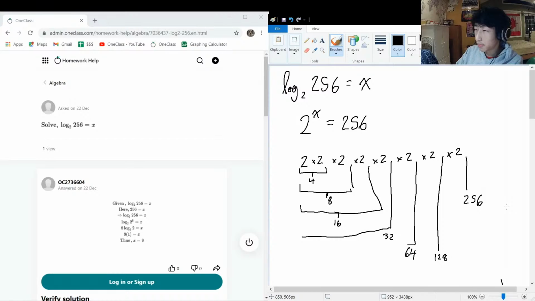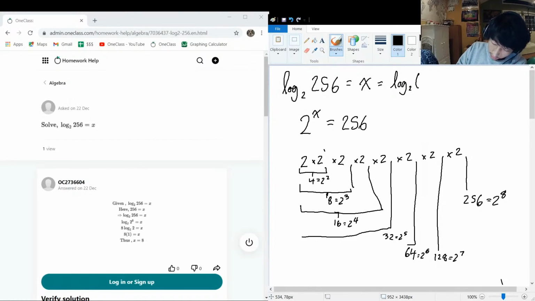So now we want to count how many times we multiply 2 by itself. So we have 2 is multiplied by itself. So this would be 2 squared. Okay, so 2 squared. This is 2 to the 3rd, 2 to the 4th, 2 to the 5th, 2 to the 6th, 2 to the 7, 2 to the 8. Okay, so we know another way that we can write this is log base 2 of 2 to the power of 8 is equal to x.